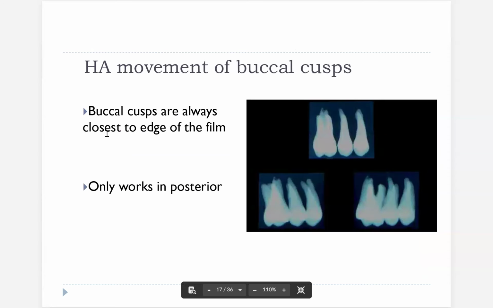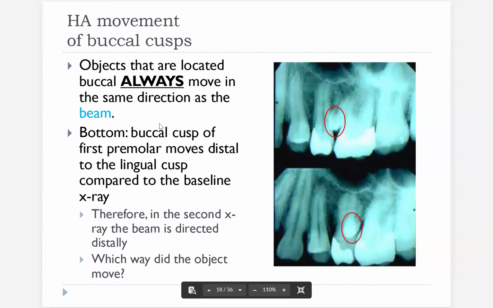Buccal cusp, always closest to the edge of the film. All of these lower cusps are the buccal cusps, and you can really see it here. See how the buccal cusps are kind of heading this way, where the lingual cusps are kind of heading that way. And so that's the same thing. But it only works in the posterior. That doesn't work in the anterior. Objects that are located buccal always move in the same direction as the beam.